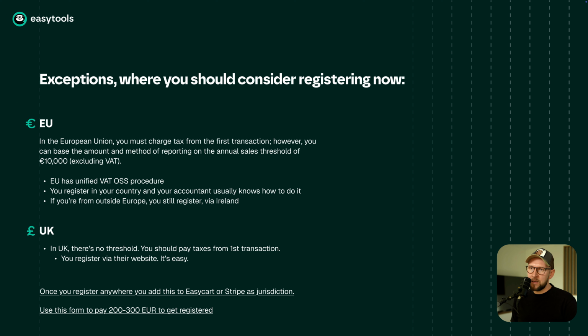What is the OSS procedure? It's basically one-stop shop. You pay just an amount of tax once a quarter. You pay a certain amount of tax to one window, to one account number, and they will distribute this tax to every country in the EU where you have tax liabilities. So it's a really great and easy procedure, and everyone can do it.